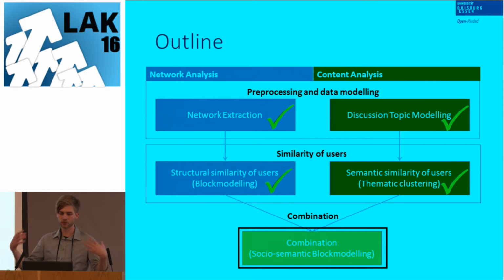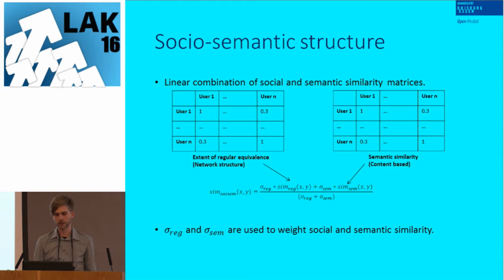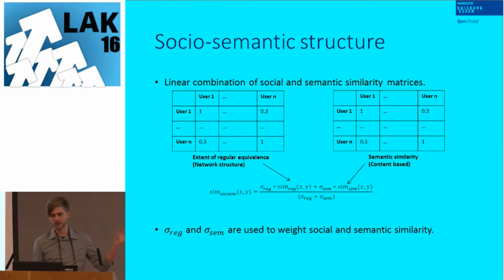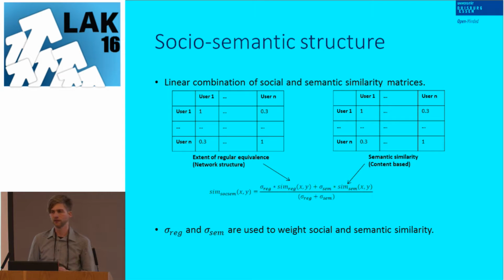Now, the core of the work is to combine both perspectives, the structural perspective and the semantic or content perspective. How can we do this? We have two matrices. The matrix on the left-hand side holds the pairwise user similarities based on the extent of regular equivalence in the social network, the information exchange network. On the right-hand side, the matrix gives the pairwise similarity of users regarding their semantic profiles, namely expertise and inexperience topics. We use a simple linear combination of both matrices with weighting factors, sigma regular and sigma semantic. We use these factors to bias the resulting similarity either towards social similarity or semantic similarity.